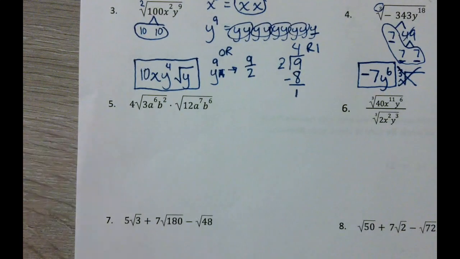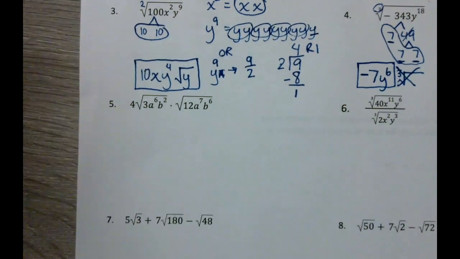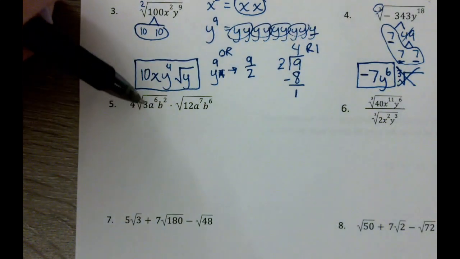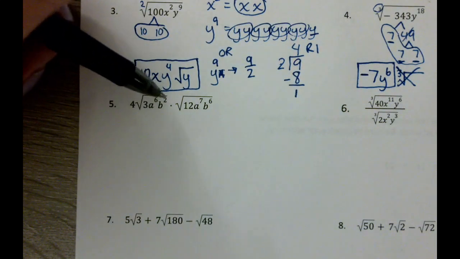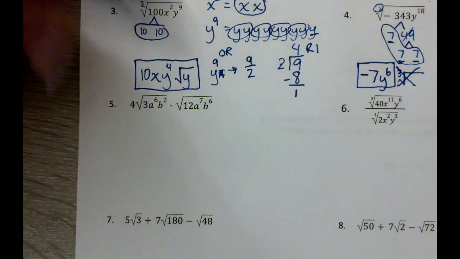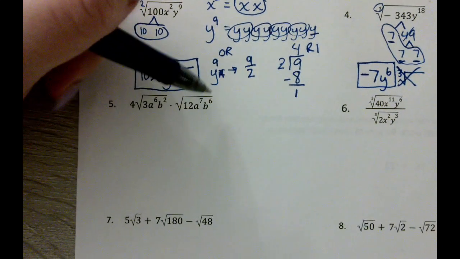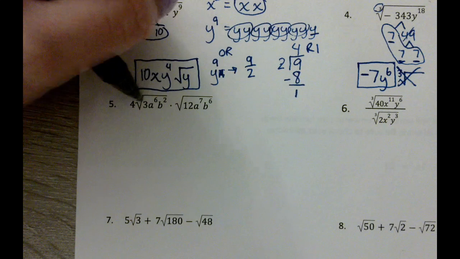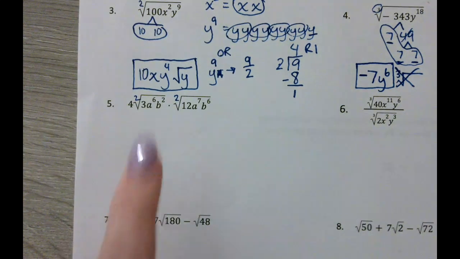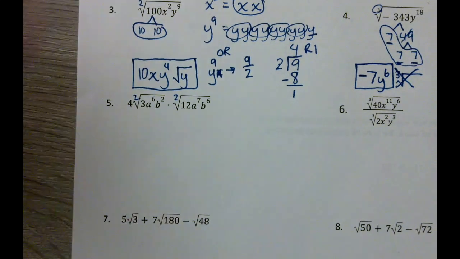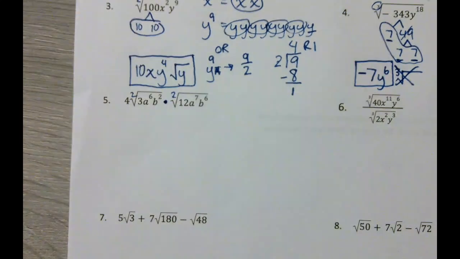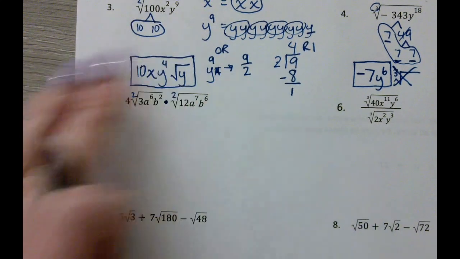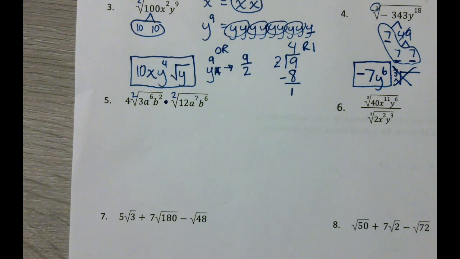Number 5. We got a lot going on here. 4 square root of 3a to the 6th b squared times the square root of 12a to the 7th b to the 6th. Again, this is a square root on both of them. Since these are both square roots, go ahead and do the operation. Go ahead and multiply. Get one radical and then break down that one radical.